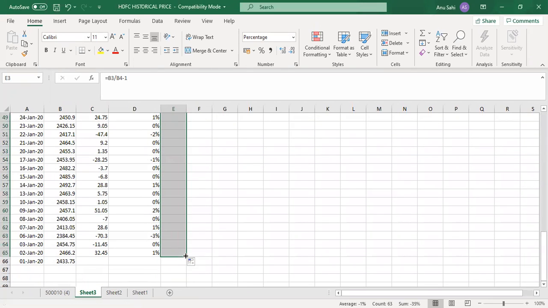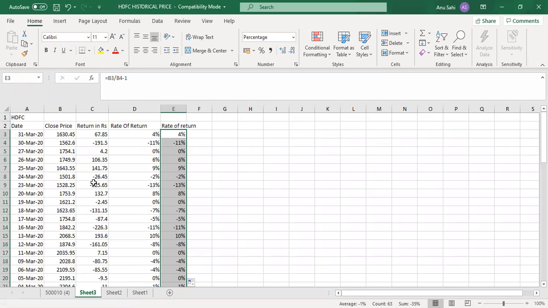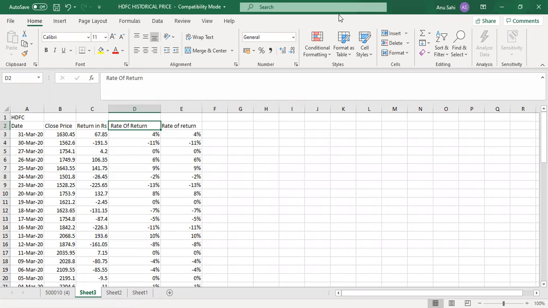So this is all about calculation of return of a single stock. You download the data and then you have to work on the closing price. You can calculate absolute return in rupees, or you can calculate the rate of return in percentages. We have two separate formulas. Any formula you can use for the same.